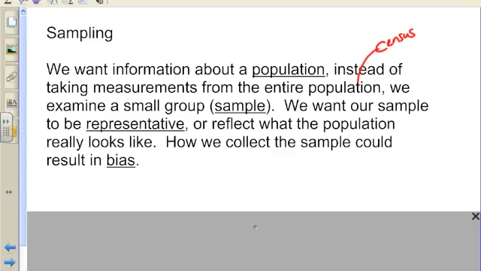It's called a sample. And we want our sample to be representative or reflect what the population really looks like. How we collect the sample could result in bias. And we'll talk about bias specifically in the next video. So remember, the goal is we have a population, a big group. We can't ask everyone or measure everything in that group. So instead, we take a small piece, we call it a sample, and we're hoping our sample will be representative. It will look like or reflect the real population.